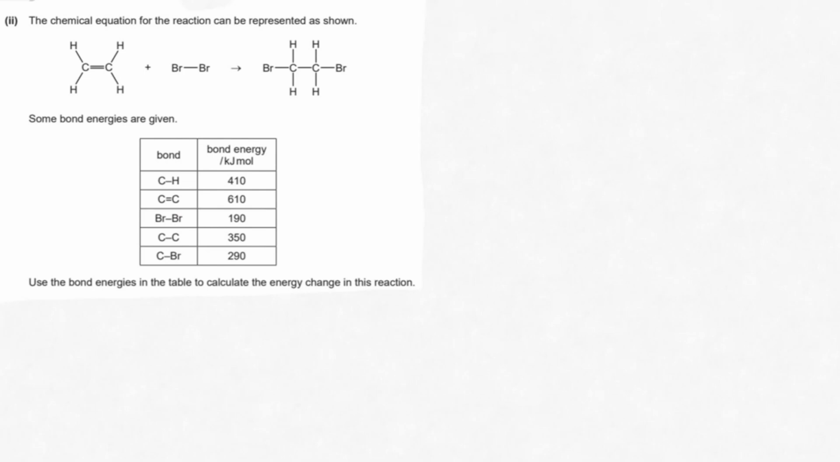In our next question, they said that this chemical equation for the reaction can be represented as shown. So they gave us ethene, which is a double bonded carbon organic molecule, plus bromine gives us bromoethane. They then give us some bond energies, so we can see the different bond energies for each bond, and then they ask us to use the bond energies in the table to calculate the energy change in this reaction.